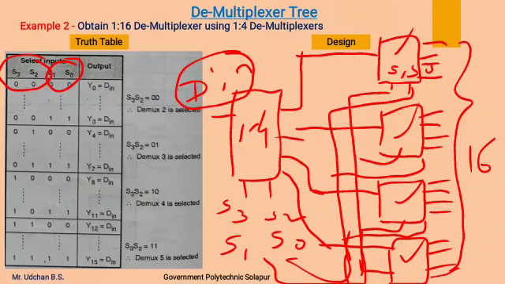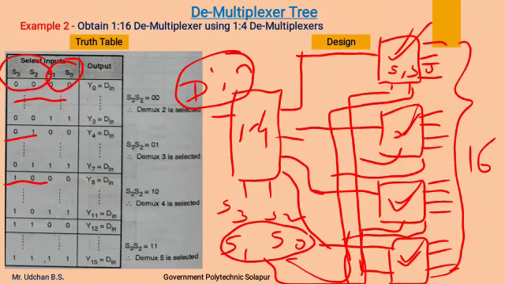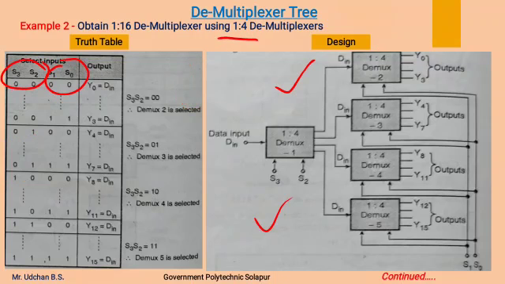So when S3 and S2 are 0 0, then the first demultiplexer gets selected. When S3 and S2 are 0 1, the second demultiplexer gets selected. When S3 and S2 are 1 0, the third demultiplexer gets selected. When S3 and S2 are 1 1, the fourth demultiplexer gets selected. And based on the status of S1 and S0, any one of the output lines of the selected demultiplexer gets selected, and the data input will appear over the selected output line. This is how we get the 1:16 demultiplexer using 1:4 demultiplexers. This is the final design.